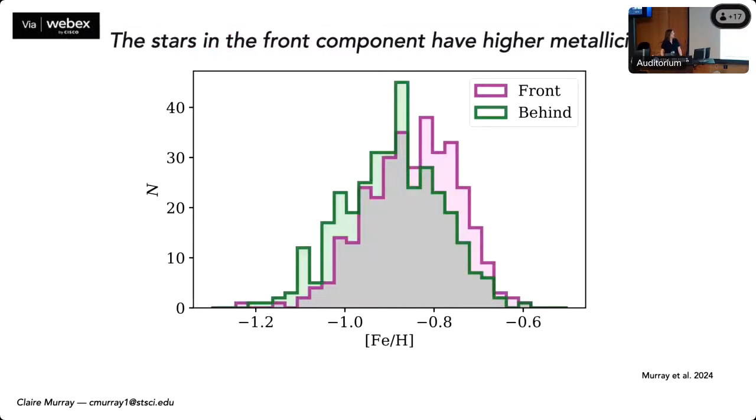From the APOGEE sample, we also have access to stellar metallicities, and so we can look at the metallicity difference between these two samples. And we see that the stars in the front component tend to have higher metallicities. We find the highest metallicity sources in the front component. And so this is all pointing to maybe a new model in which these two structures are not only at different positions along the line of sight, but might have different physical properties.